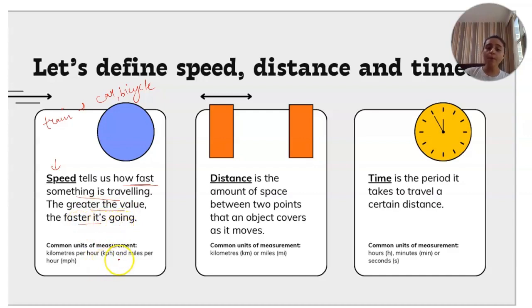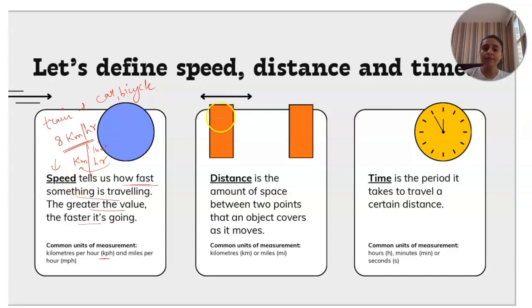Okay. And common units of measurement: if you want to calculate speed and we are giving the answer, always remember with the answer, for suppose we are giving the answer that it travels 8 kilometer per hour, we need to define the unit as well. So the unit of speed is kilometer per hour and miles per hour. Okay, you can write it like this: kilometer per hour. Per means 1 unit. In 1 unit of hour, something is traveling 1 kilometer or 8 kilometer or 7 kilometers.